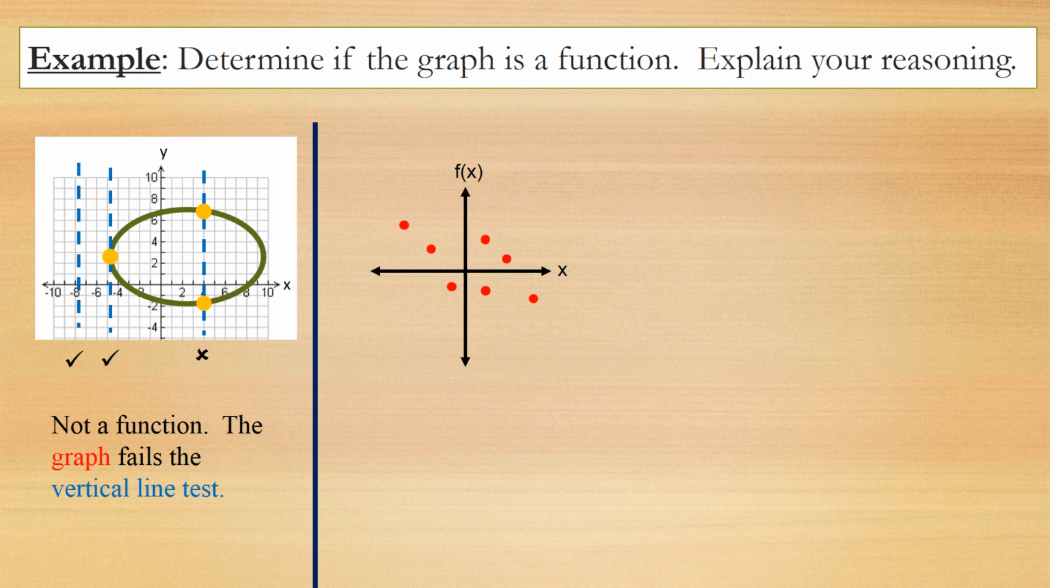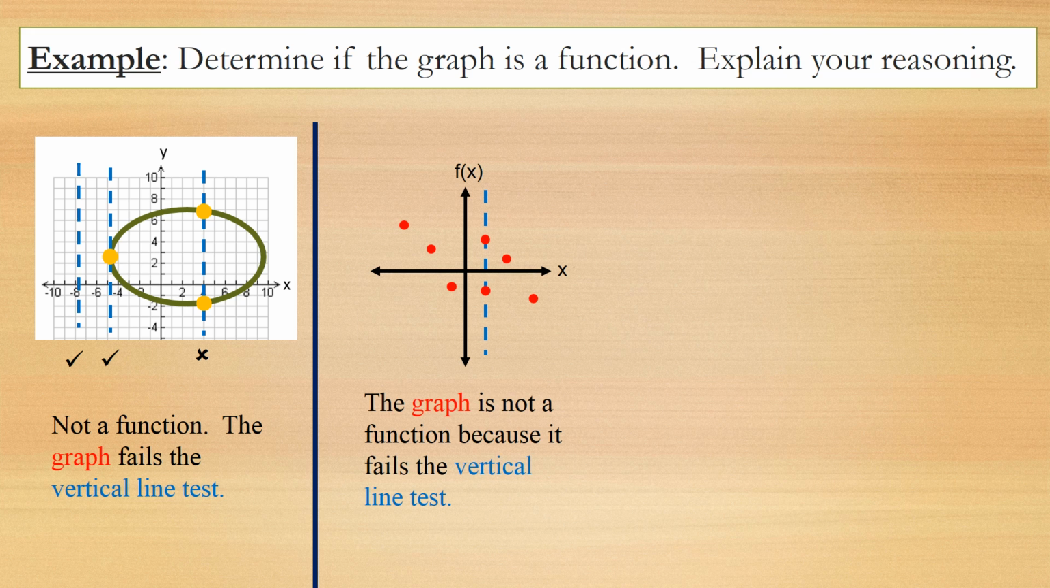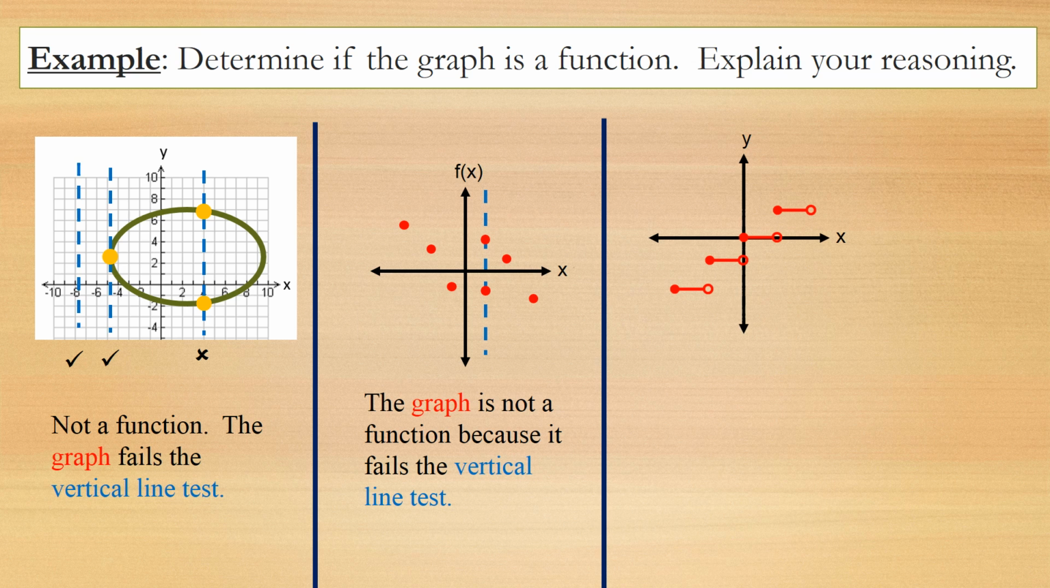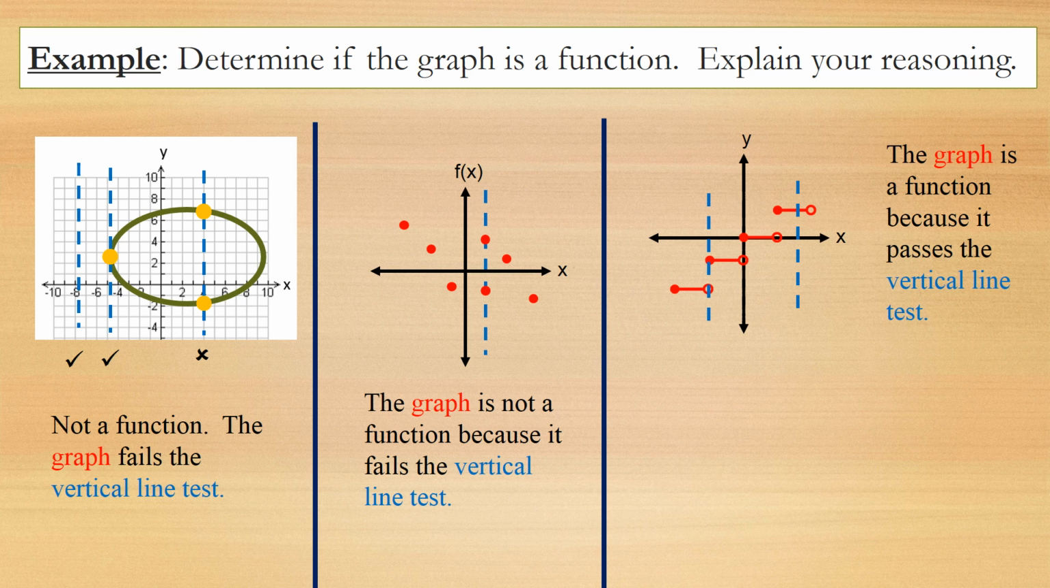Next example, we have a scatter plot, and you can see at that location there, the graph is not a function because it fails the vertical line test. And finally, we have a step function, and it passes the vertical line test, and it even passes the vertical line test here because the graph is hit at that location, but there is no point here because there's an open circle. As a result, the graph is a function because it passes the vertical line test.